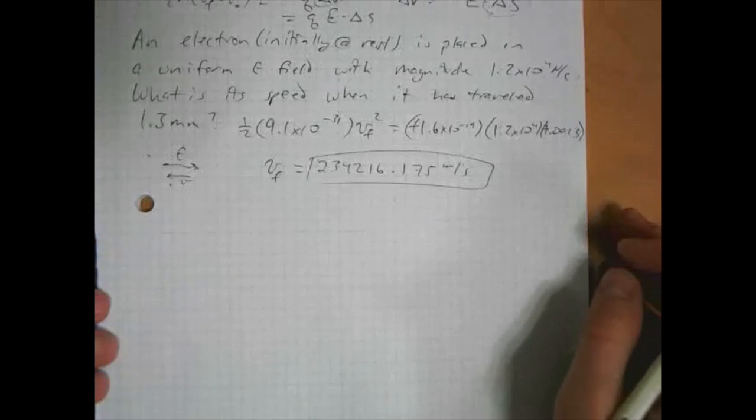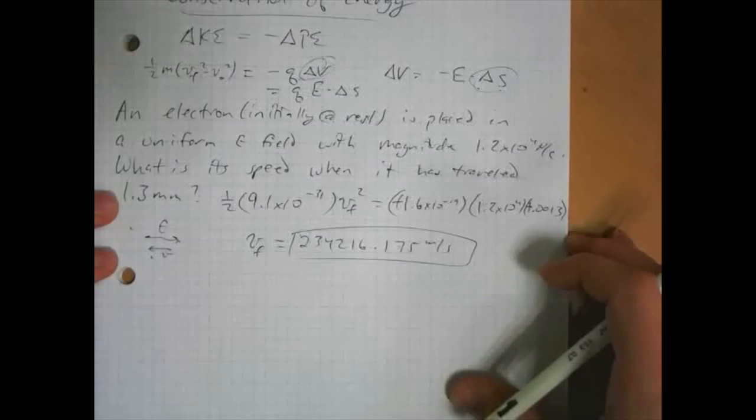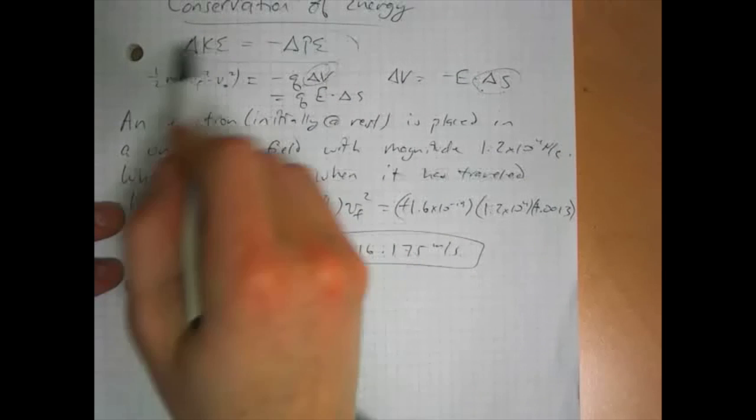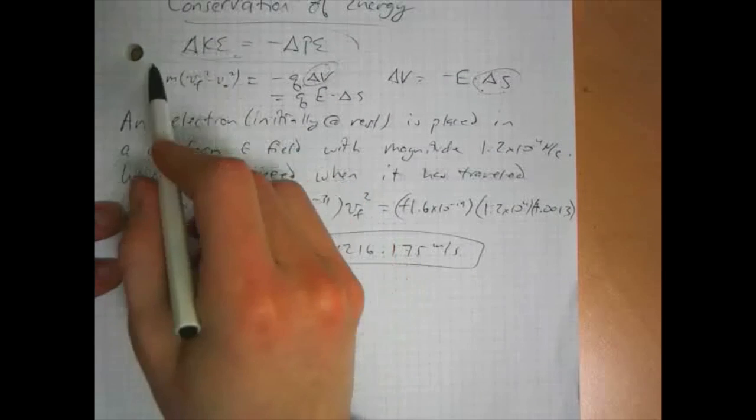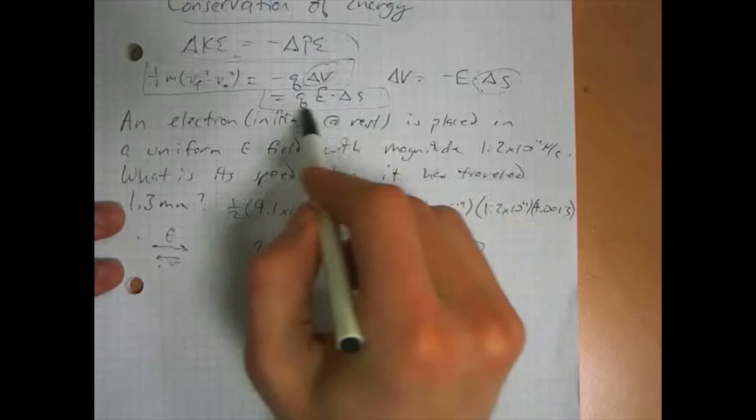We could set up other sorts of conservation of energy problems, but the key thing is always going to be this: delta KE equals minus delta PE. Depending on what you're given, it's either going to be this version, or maybe you'll use QE delta S.